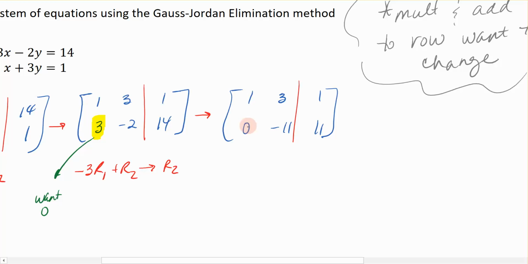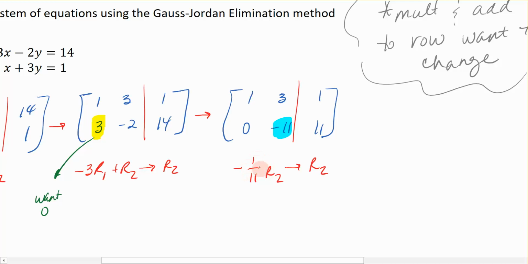Once we have a 1 here and a 0 here, we're going to move to this diagonal position. This position is the one I want a 1 to be, right? So I want 1s along the diagonal. In order to make this a 1, we can multiply by its reciprocal. So if I were to multiply row number 2 by a negative 1 over 11, that's going to give me a new row 2, because negative 11 times 1 over 11 is simply 1.